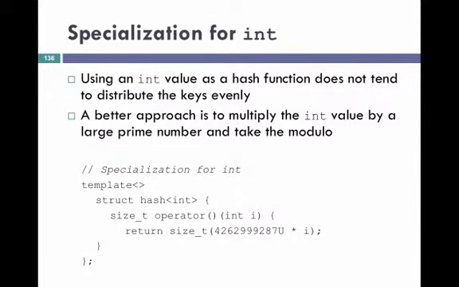Now, using an int value as a hash function doesn't tend to distribute the keys evenly. A better approach is to multiply the int value by a large prime number and take the modulo. So here's a specialization for int.